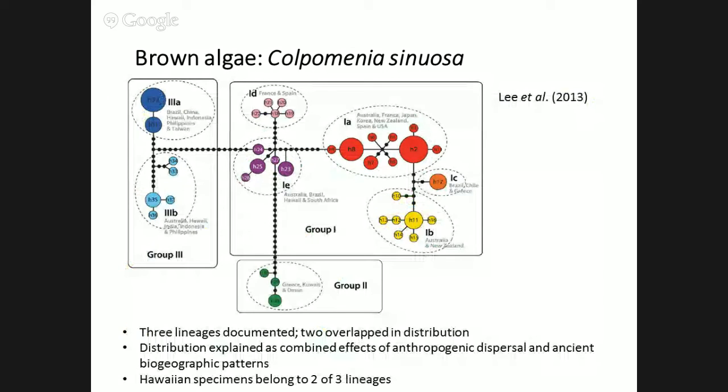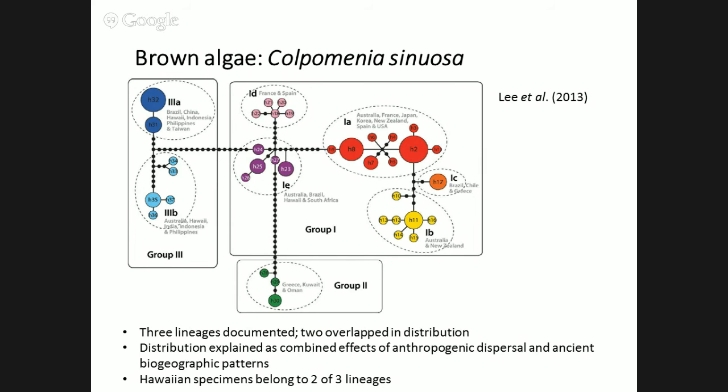Okay, so in this study that came out in 2013, they analyzed a series of specimens from as many places as they could sample throughout the range. And you see that it is divided up into a series of groups. They have 3 broad groups that are identified, 1, 2, and 3. And within those groups, even, there can be a fair amount of variation. 2 of these overlapped in distribution with each other.